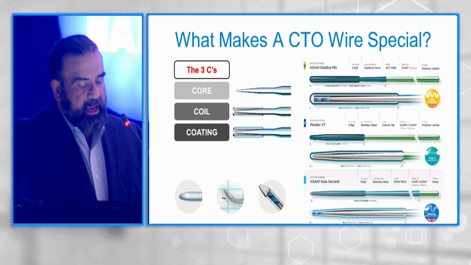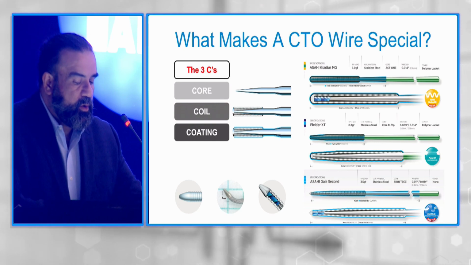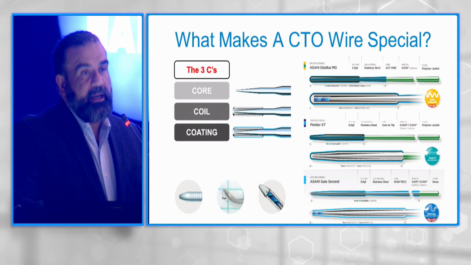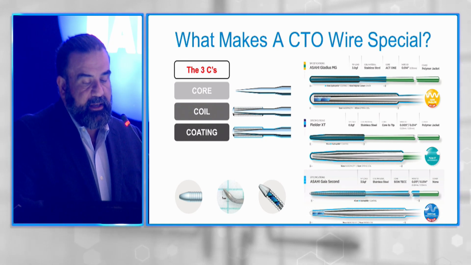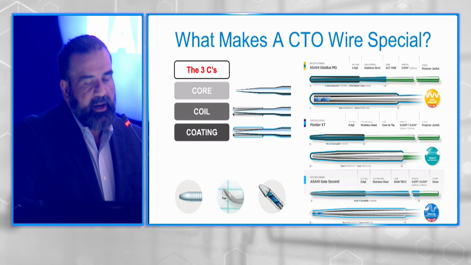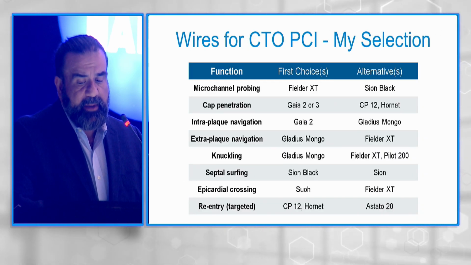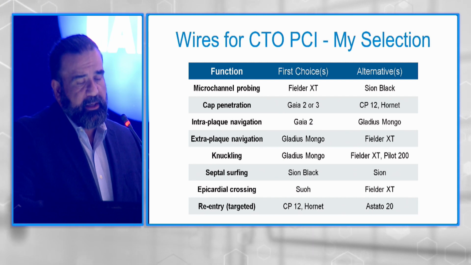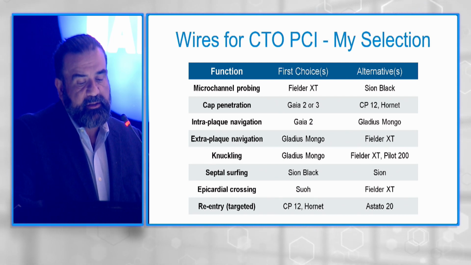One of the things that we like about the Asahi wires is the Act 1 core. You can see there's a lot of technology that goes into the wire. It seems like it's one entity, but even within that, you can see there are wires within the wires. All right, so these are my choices. Everyone on the panel here and everyone who does CTOs has their own selection.